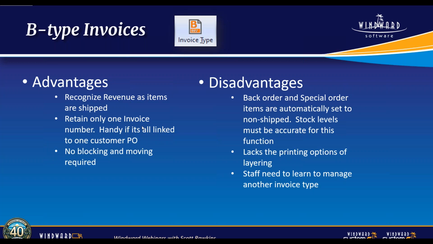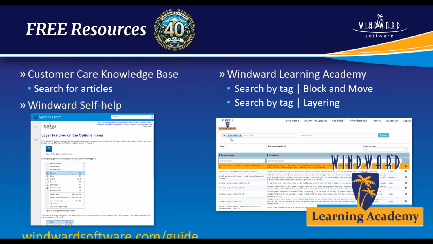Gerard's asking, I don't see B-type invoices in my system. It needs to be set up in your invoice tree, Gerard. And you can find good instructions in the Learning Academy on how to do this. Just in your search tag, put in B-type or block and move, and you're going to be able to find what you need. It's a pretty easy setup. There is pretty good content on all of those, and we're going to go into a bit more detail in the workshop next week.